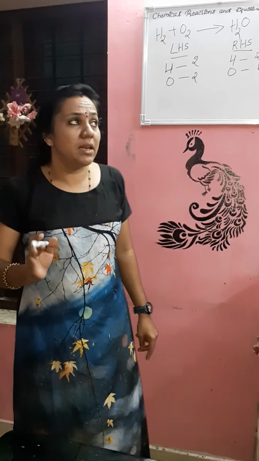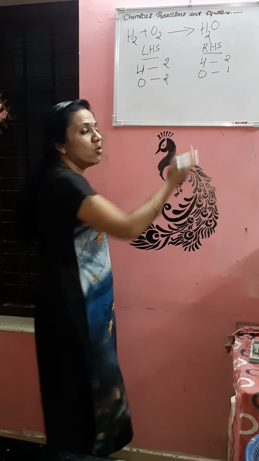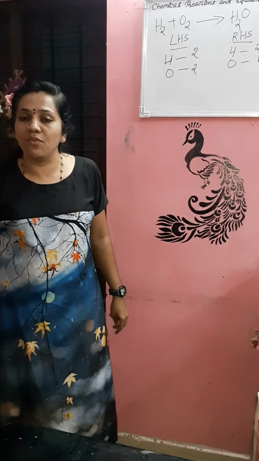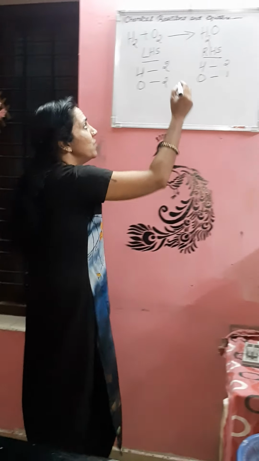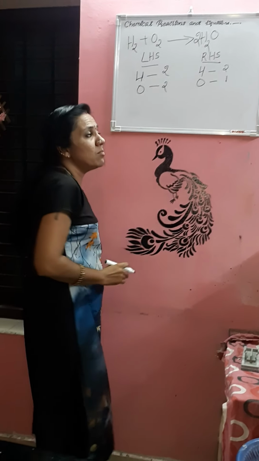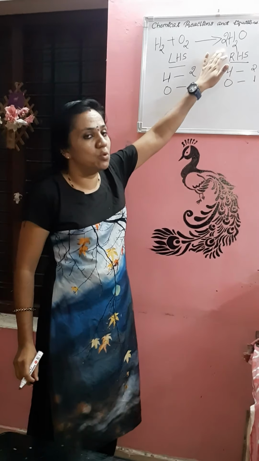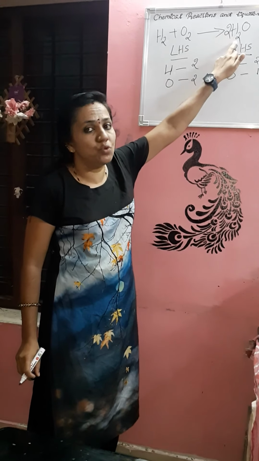That is never possible. So where should we add the 2? In front of where water is written. You should have to add 2. We call this stoichiometric coefficient. So I am writing this 2 here. When I write this 2 here, what are the changes that happen to this H2? Now H becomes 2 into 2, 4.